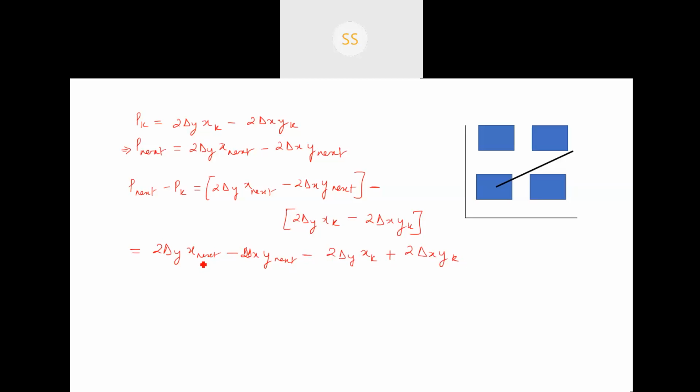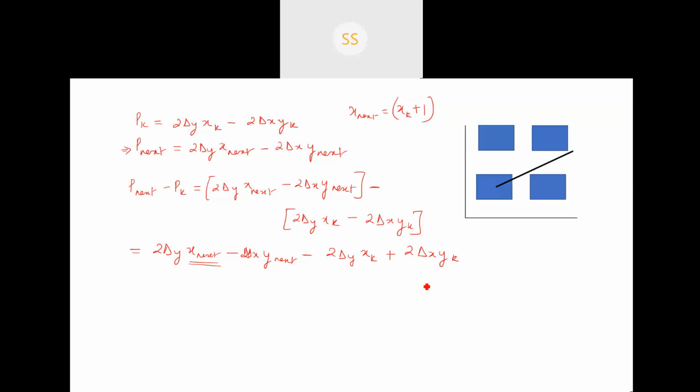I've got this. Now when I look into this, what do I see here? What is my x next? For sure, I know what my x next is. It is going to be xk plus 1. But I do not know what my y next is.